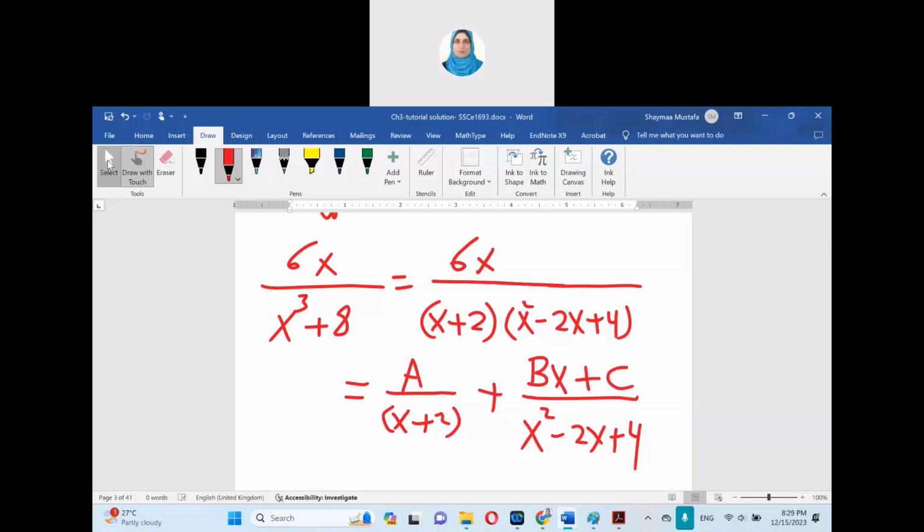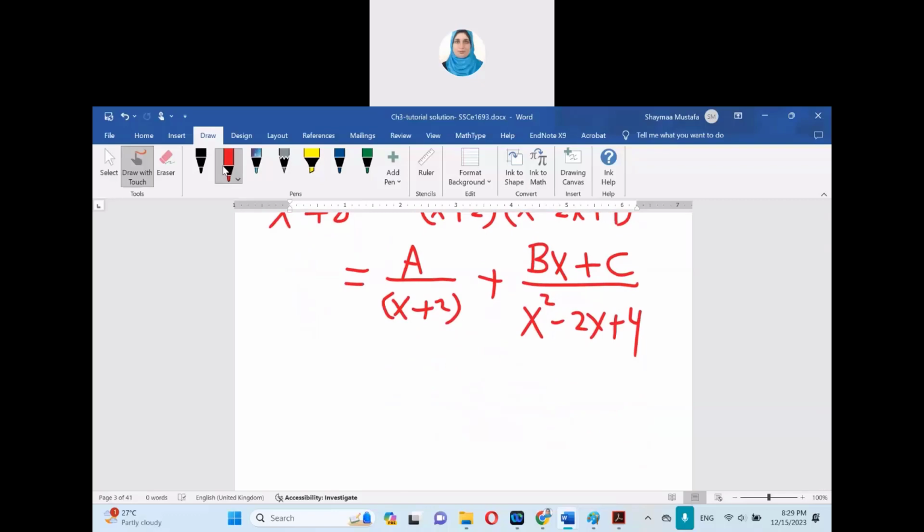Px plus c. Usually, if the highest power here is 2, the highest power here should be 1. If the highest power here is 3, the highest power above should be 2. Usually, the numerator is one degree less than the denominator. Here we have x squared minus 2x plus 4, where the highest power is 2, so the highest power here should be x, which is 1. So we should have a linear expression here, bx plus c. Now we need to solve to find the values of a, b, and c.